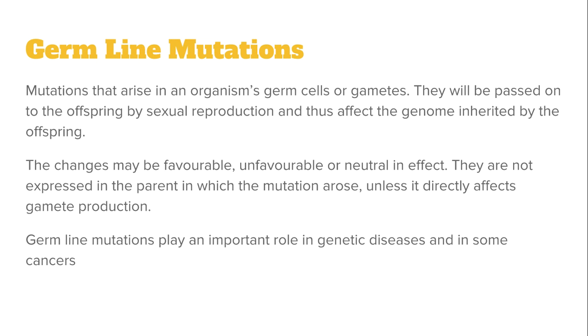We now are going to go through two different types of mutations again, and be able to differentiate between germline and somatic mutations. So germline mutations are mutations that arise in an organism's germ cells, otherwise known as gametes. If there are mutations in these gametes, these will be passed on to the offspring by sexual reproduction, therefore affecting the genome inherited by the offspring.